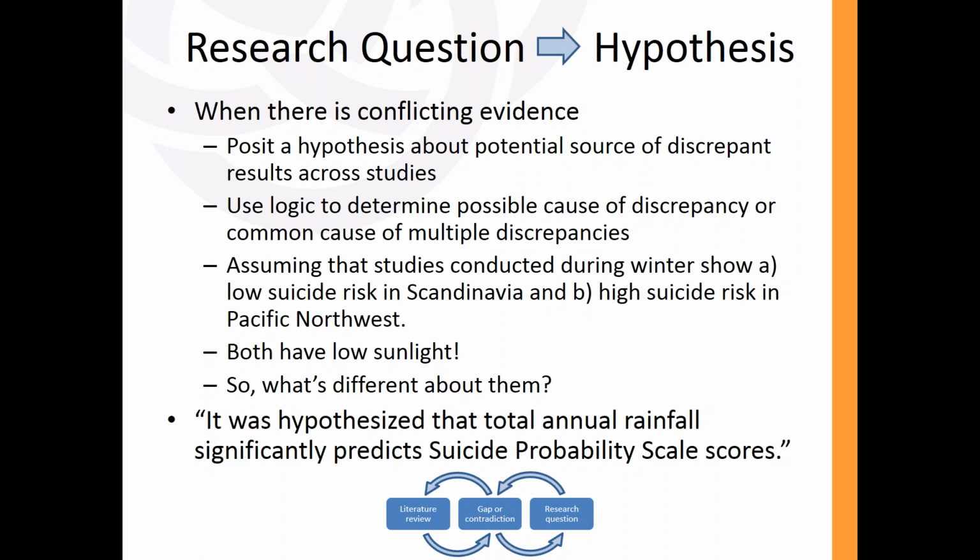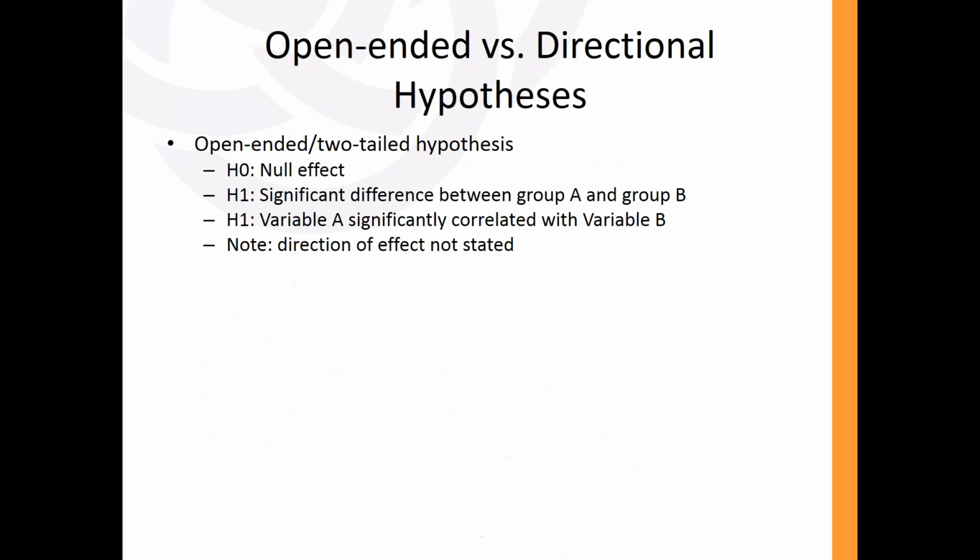Okay, so from here, we need to look a little bit at directionality of hypotheses. There's two different kinds. One is that you have an open-ended hypothesis. Another one is directional. So I'll talk about each in turn.